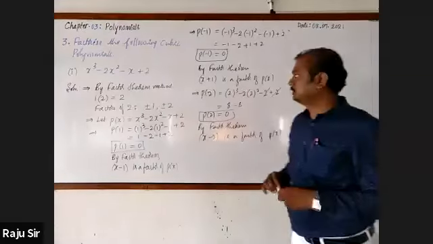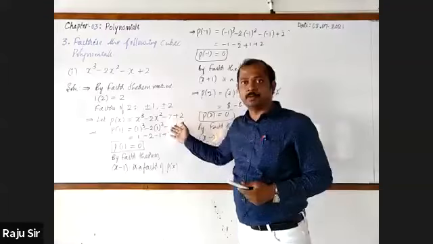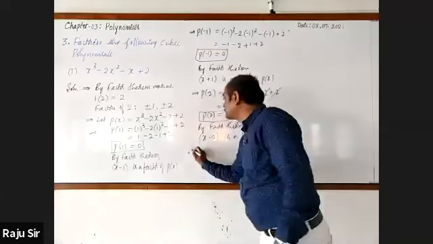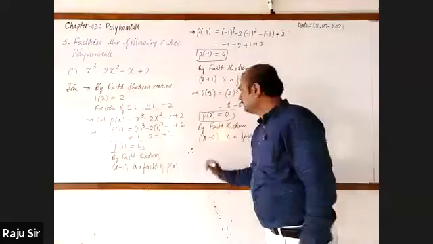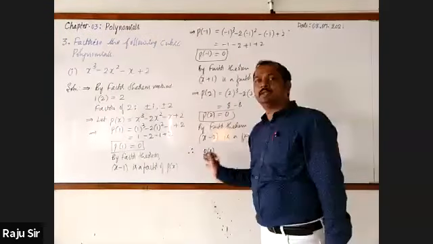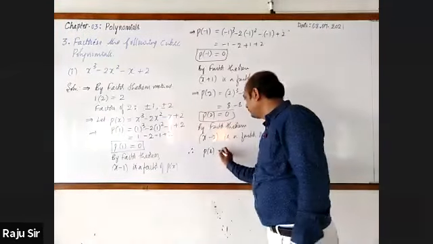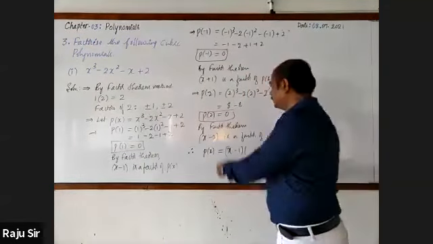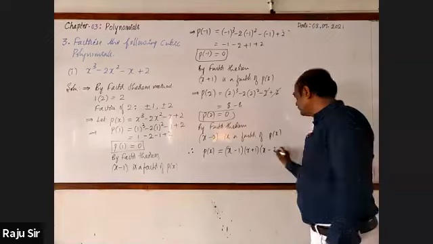Any doubt? No, sir. If you go for taking minus 2, it won't come. It will not be equal to 0. So finally, let us write the conclusion. Therefore, the factorization of P of X, I'm writing in a simplest way like this: P of X is equal to X minus 1 into X plus 1 into X minus 2.